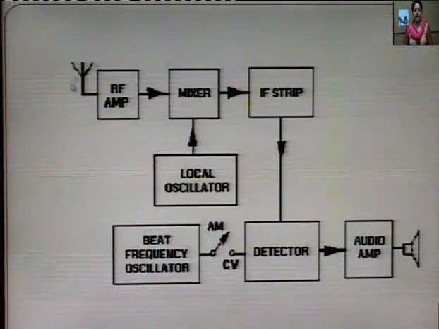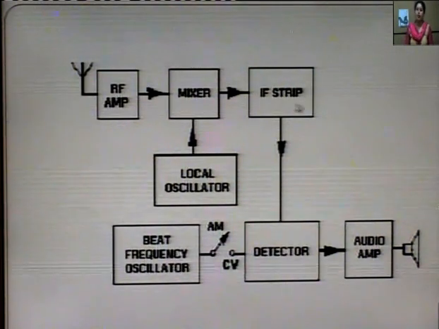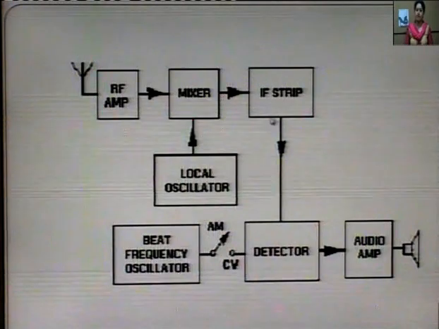This is the basic block diagram of your beat frequency oscillator with respect to your double conversion receiver. You are having RF amplifier, mixer, intermediate frequency stages.